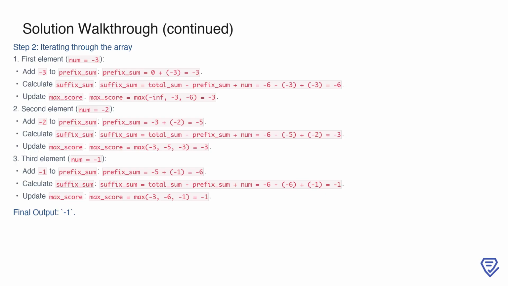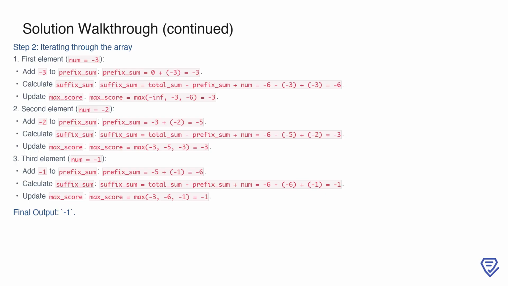Finally, let's move to example 3, where the array nums contains only one element, 5. As usual, we start with the initialization. The total_sum is simply the value of the single element, which is 5. The prefix_sum is initialized to 0, and max_score is set to -infinity.